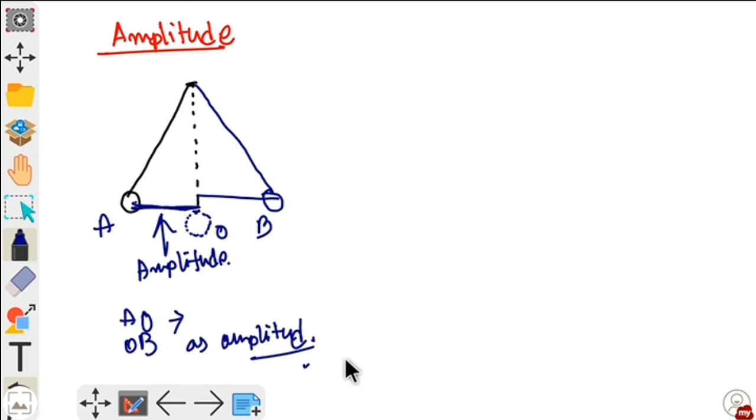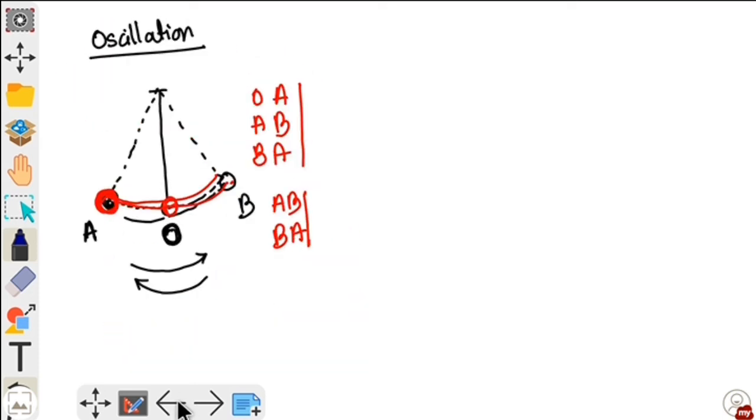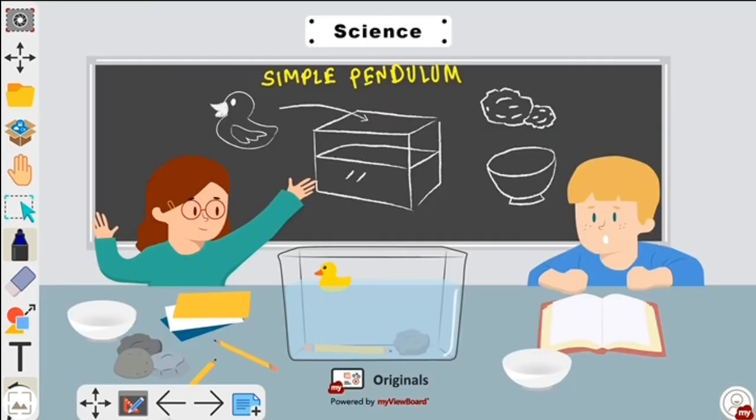So okay, in this video up to this much only. In this video we have discussed what is a pendulum, what is time period, what is oscillation, what is the amplitude, what is the length of the pendulum, and how we can calculate the time period. We have seen an activity.